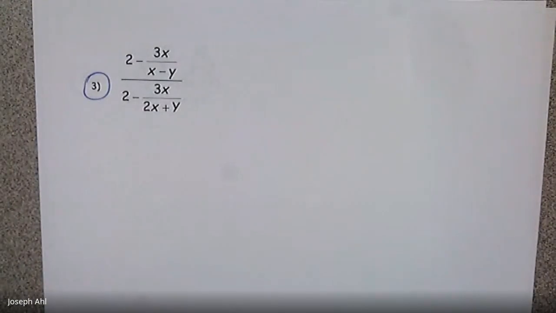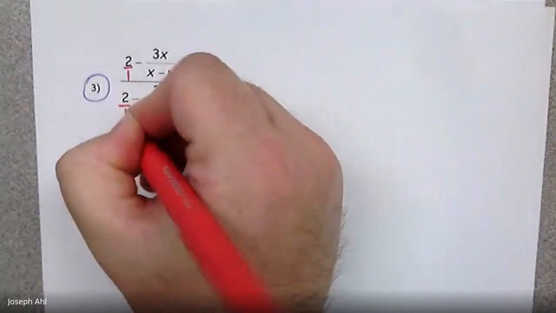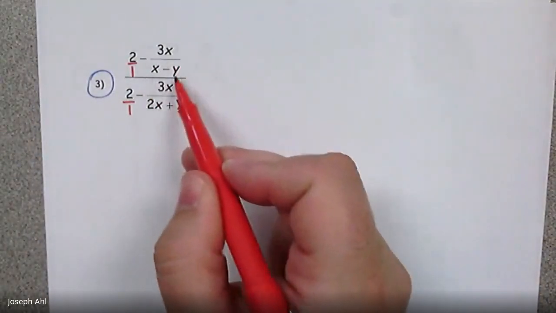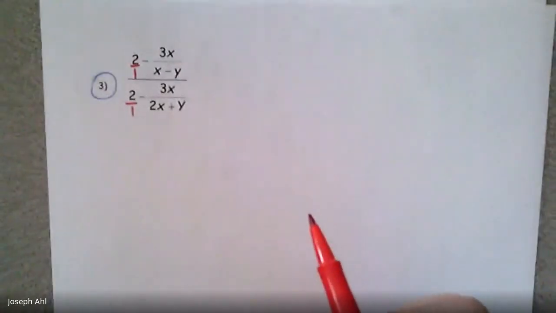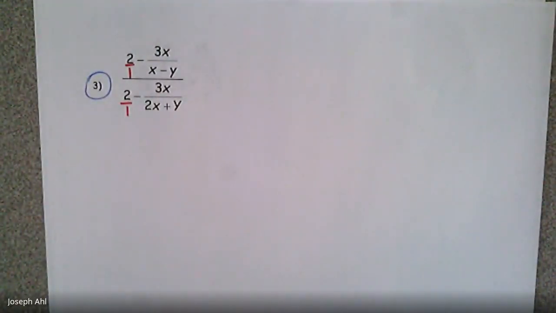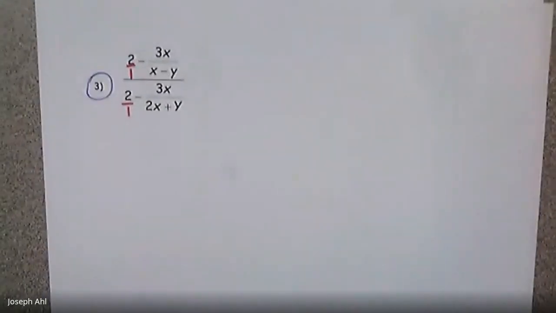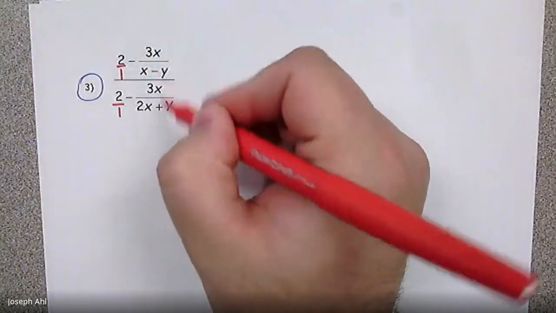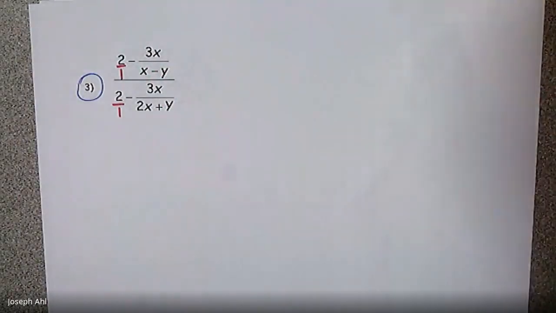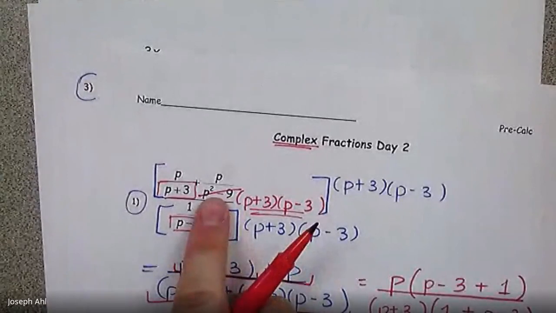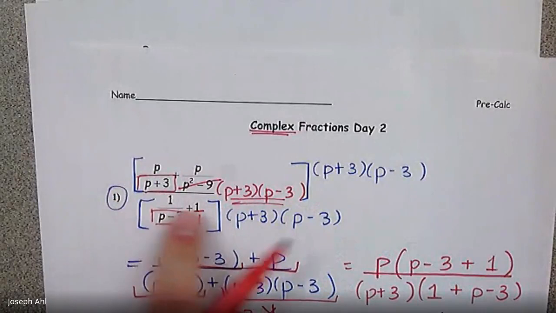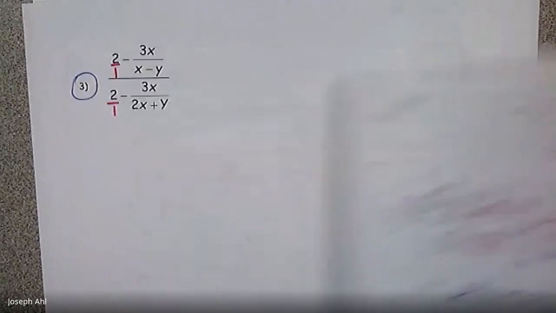Taking a look at number 3, first thing we have to do is identify the LCD. So if you like those 2 over 1s, go for it. And the thing is that these two quantities, these binomials x minus y and 2x plus y, have nothing in common. In other words, they can't be factored. There's no special GCF you can take out or factoring technique that would make these look more similar to one another. Whereas if I look at number 1, factoring p squared minus 9, these two factors were both in other fractions. So that made my LCD much less complicated.